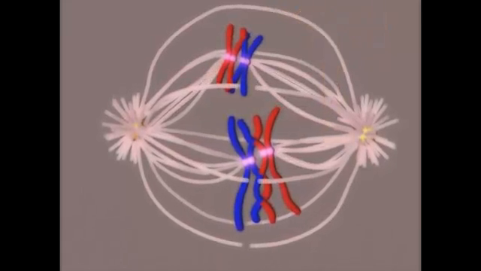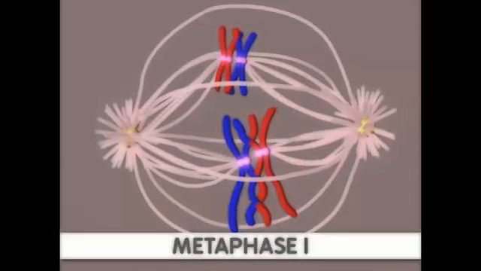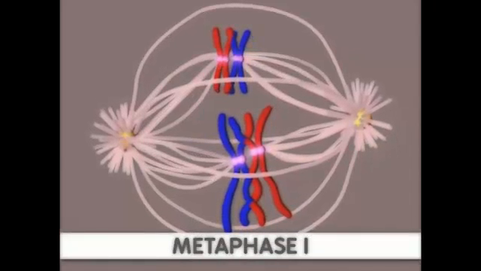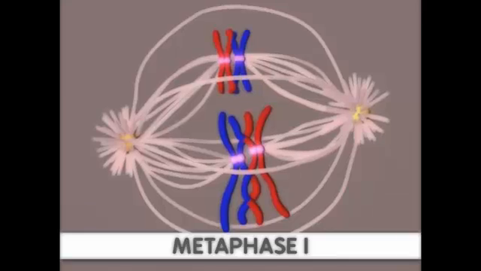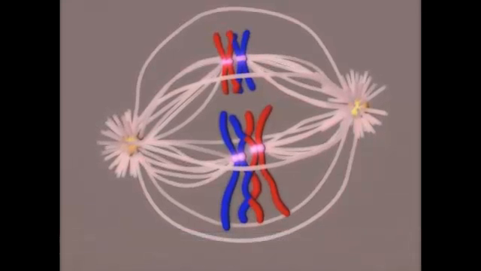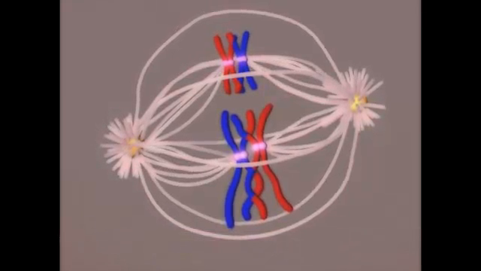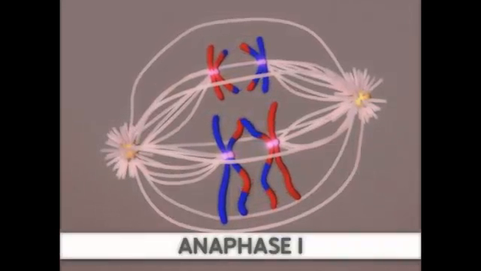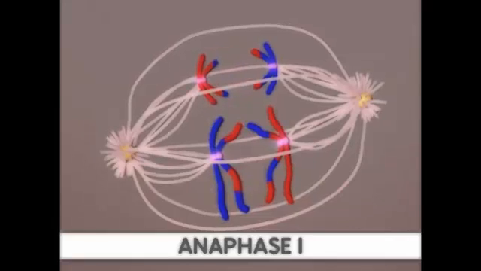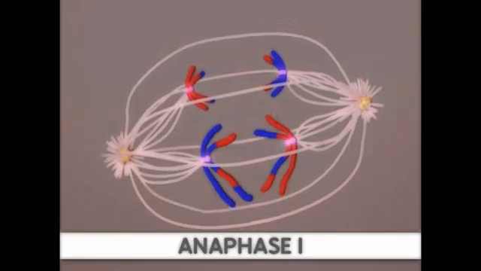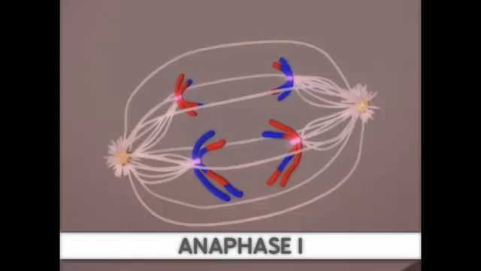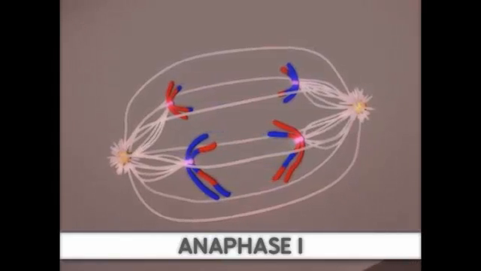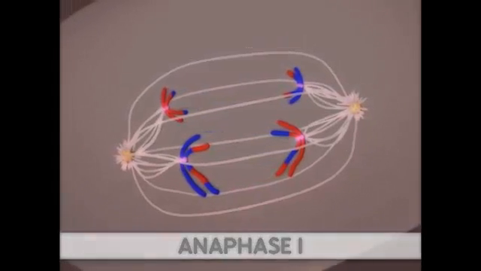The next phase of Meiosis I is called metaphase I. Here, the synapsed chromosomes align at the equator of the cell. The chromosomes align randomly, which results in different combinations each time meiosis occurs. The next phase is anaphase I. During this phase, homologous chromosomes separate and migrate to the 2 poles of the cell. Importantly, the sister chromatids remain attached at their centromeres.